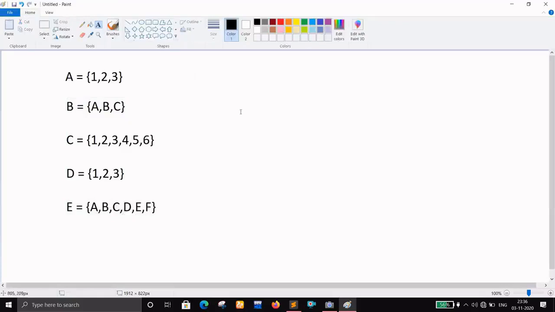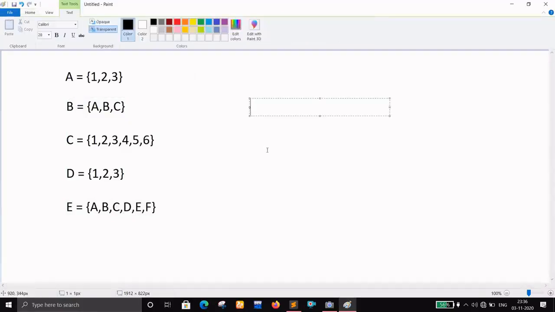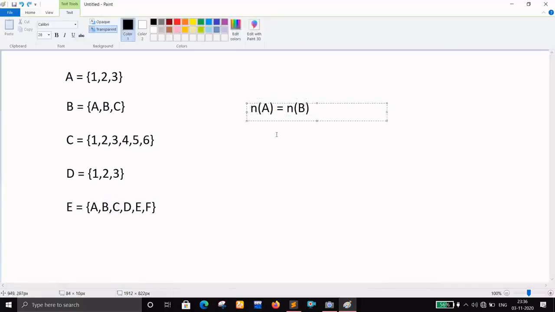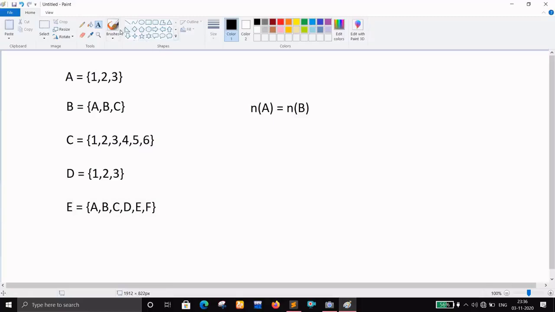What is the condition of equivalent set? The condition of equivalent set is n(A) equal to n(B). So, this is the condition. That means, if the number of elements in a given set is equal to the number of elements in another given set, then it is called equivalent sets.